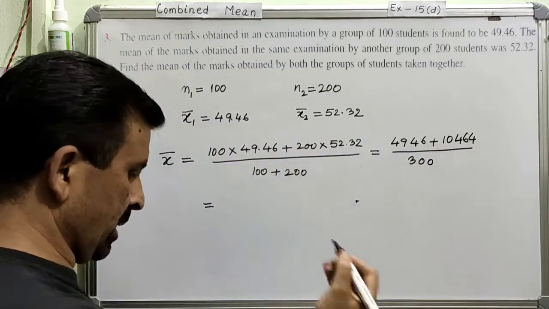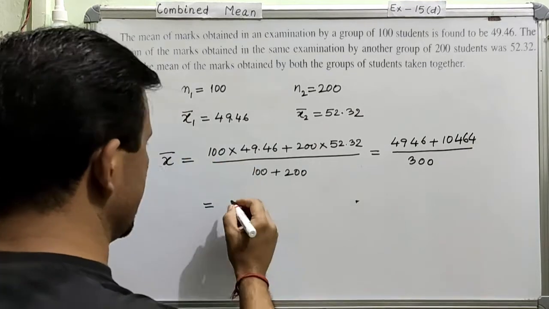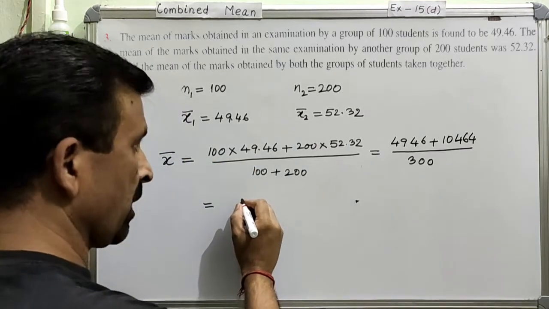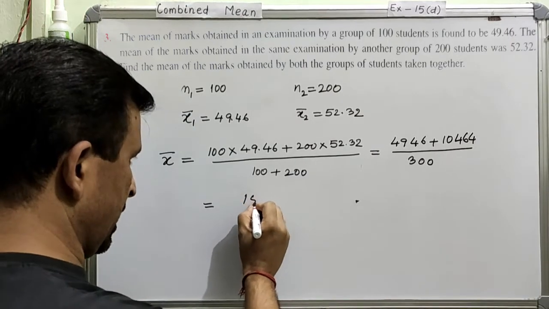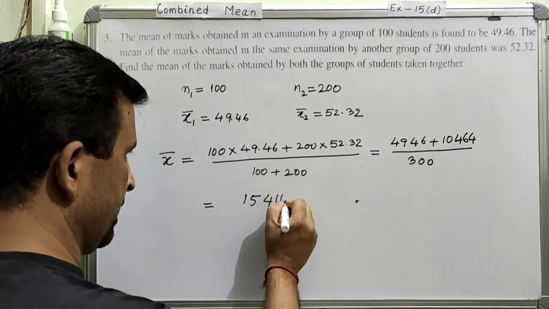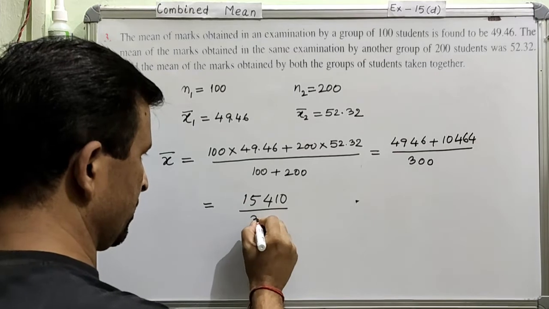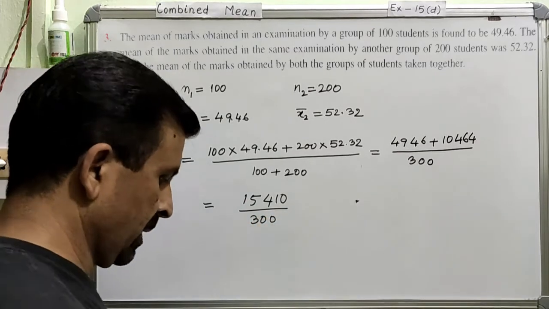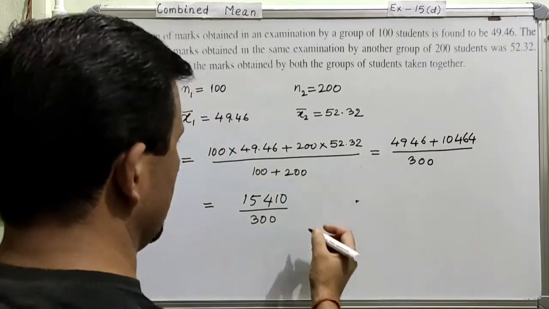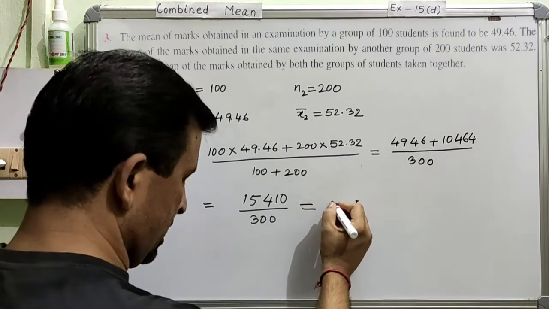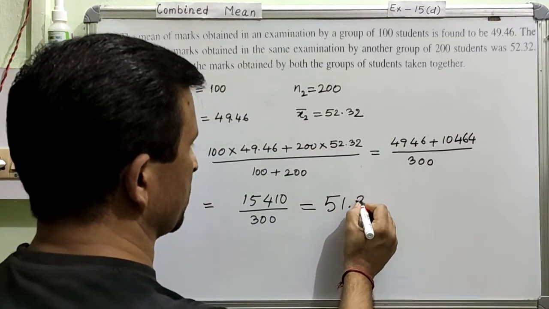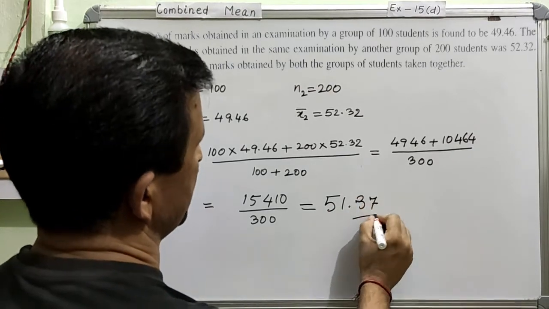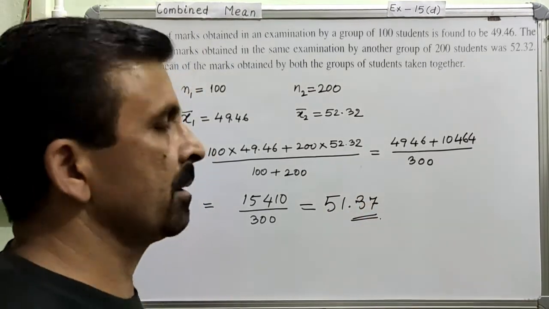Now let us add the numerator. When we add the numerator, it is coming as equal to 15,410 divided by 300. Is it okay? And now when you divide this using the calculator or manually, your answer will come to 51.37. This is the combined mean.